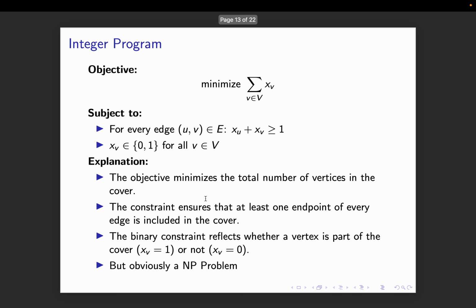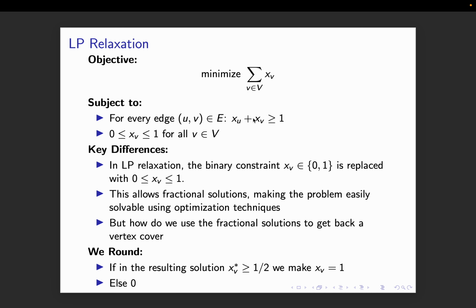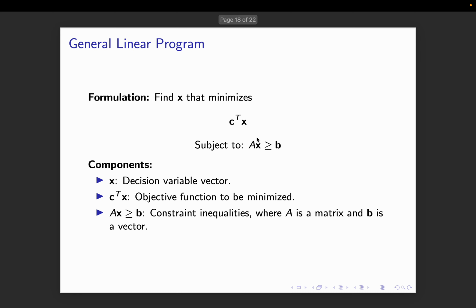So let's say for my vertex cover problem, every row of my matrix A would represent every edge. It would mostly be zeros, but there would be some ones sprinkled somewhere. Like for every edge, I will look at xu plus xv, it should be greater than 1. So just those columns corresponding to xu and xv will be 1 in A, and everything else will be 0.